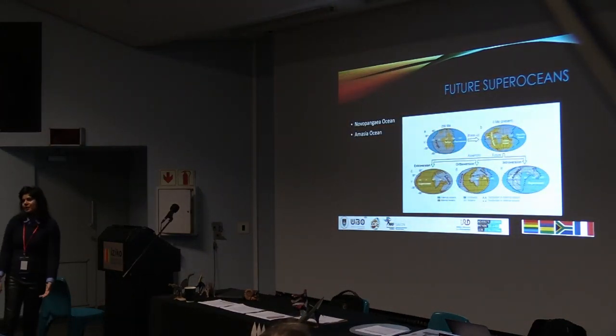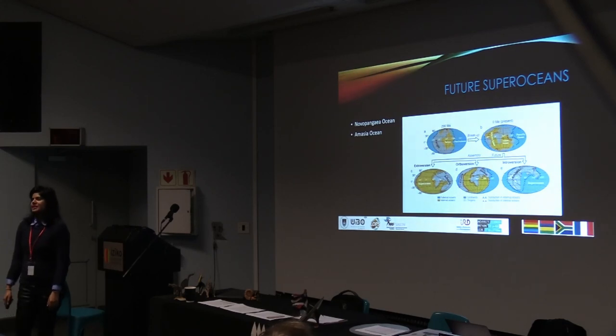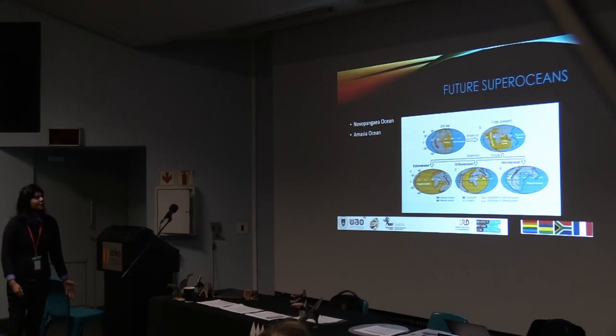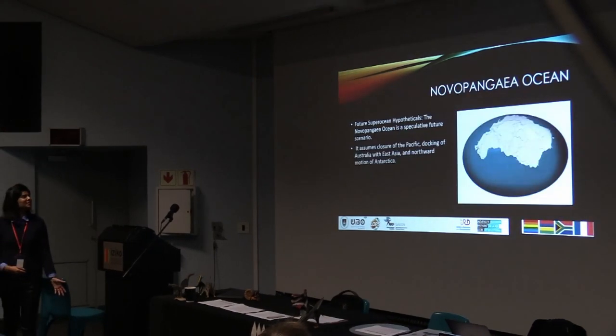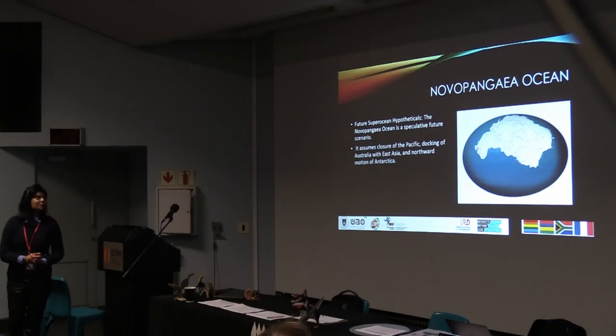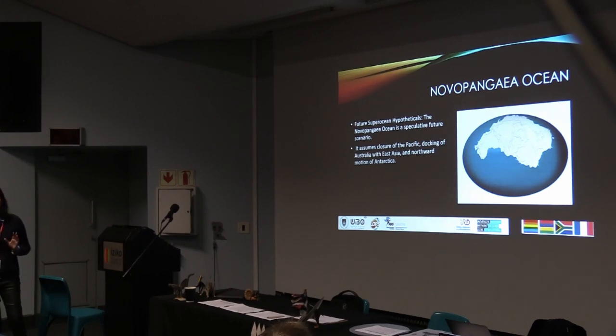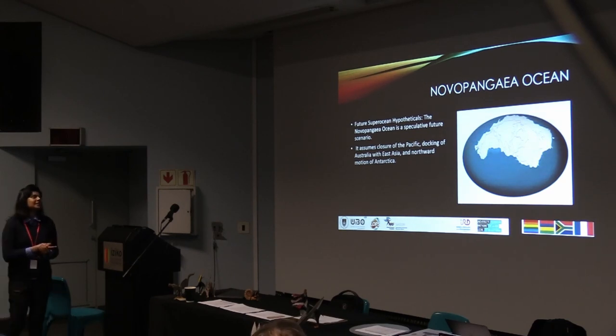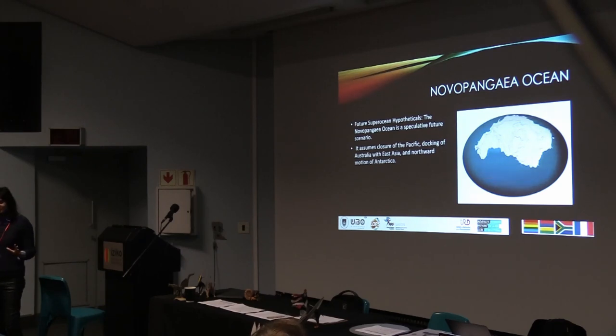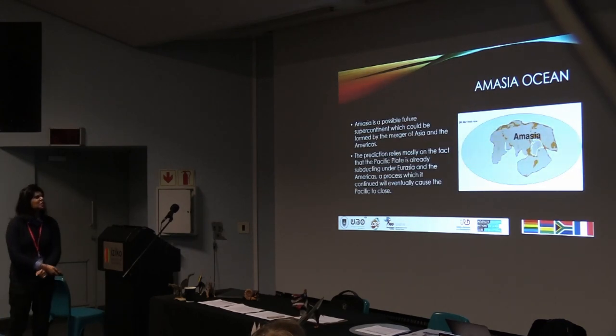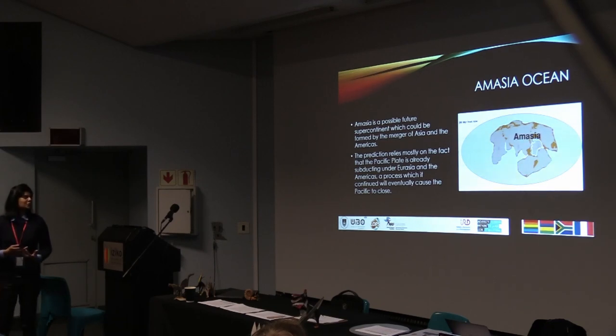And there are some hypotheses about some future super ocean and super continent which could exist. Here I've listed Nova Pangaea and Amasia. There's this potential Nova Pangaea which could exist. It would assume that the Pacific is closing, and then it would dock around Australia and East Asia, and then a bit of Antarctica. Again, these are very much hypotheses. And then we have Amasia, which is a potential future supercontinent which could exist by merging Asia and the Americas together. So yeah, this is my presentation. Thank you.